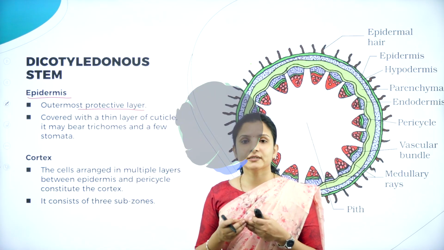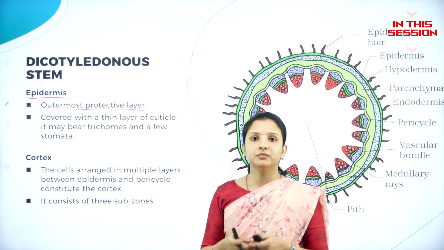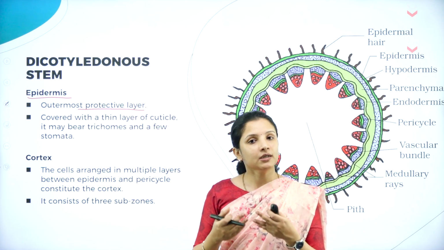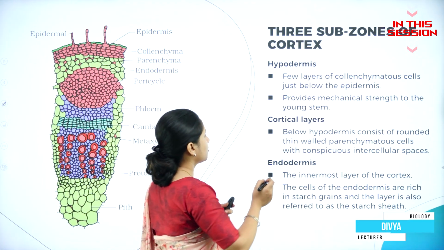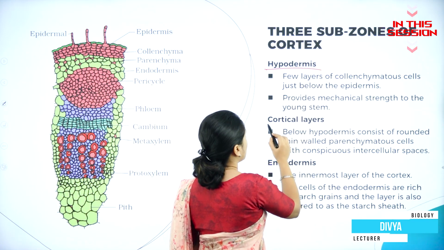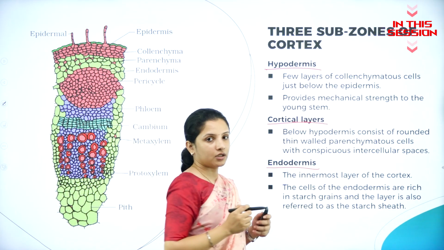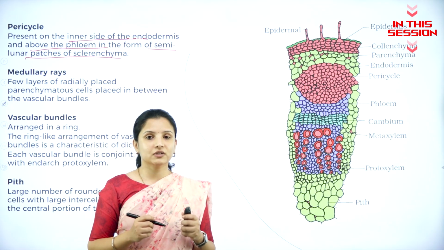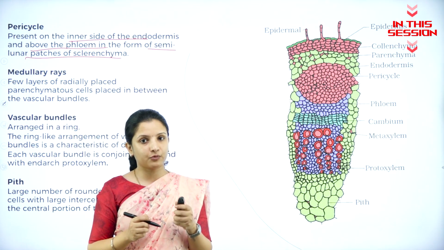So cuticle, it is actually a waxy layer that is present above the epidermis, and it also adds extra protection to the stem. The cortex is divided into three important subzones. So one is the hypodermis, the other one is the cortical layer, and the third one is the endodermis. Sclerenchymatous cells are the dead cells, and what is the function of the sclerenchymatous cells? To provide mechanical support to the plant body.